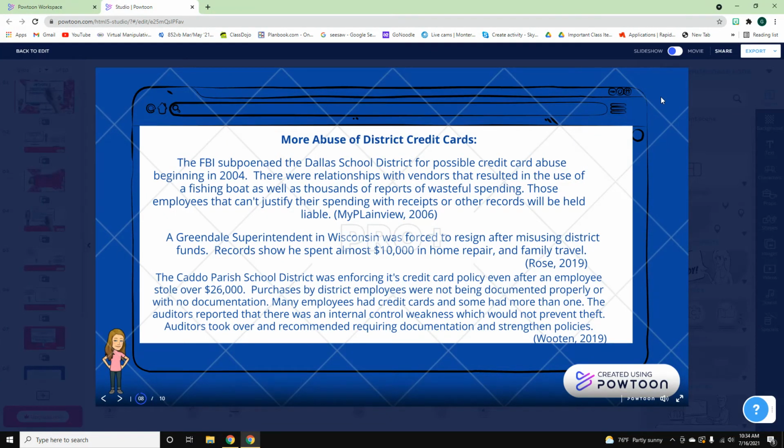Purchases by district employees were not being documented properly, or had no documentation, and many of the employees had credit cards, and some had more than one. The auditors reported an internal control weakness, which would not prevent theft, and they recommended requiring documentation and strengthening policies.